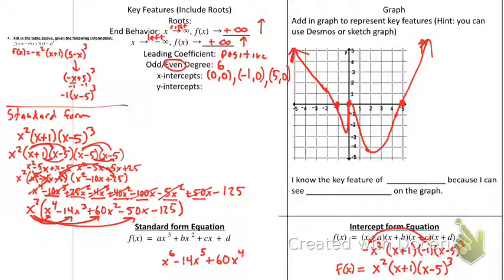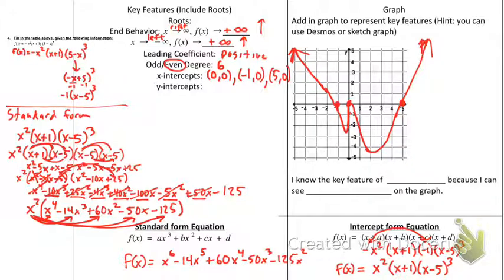x squared times negative 50x, that's negative 50x to the third. And then x squared times negative 125, that's negative 125x squared. And this is standard form. Okay, it's a lot of work, but there it is. And again, just double check, was our degree 6? Yep, degree was 6. Positive leading coefficient. It all works out. Everything worked out.